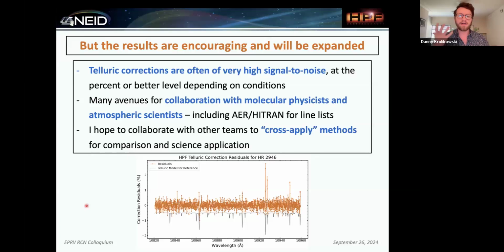I think that there are a lot of avenues for collaboration with the molecular physicists and atmospheric scientists, not just for improving the line list for telluric correction, but I think would be really important points of contact for atmospheric studies or other studies that require information about molecules that, well, at least I certainly do not know a lot about.